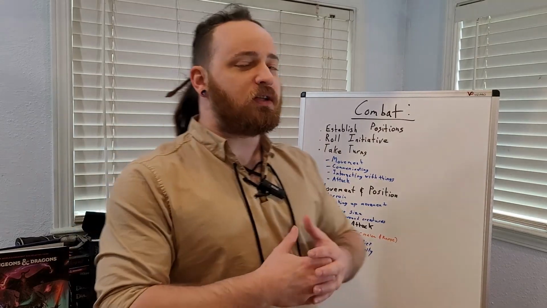Next thing you want to do is roll for initiative. Rolling for initiative is simple, it's straightforward. You roll a d20 and you add your dexterity modifier or subtract your dexterity modifier depending on what it is. It's one of the simplest things, and I still see people get it wrong all the time.